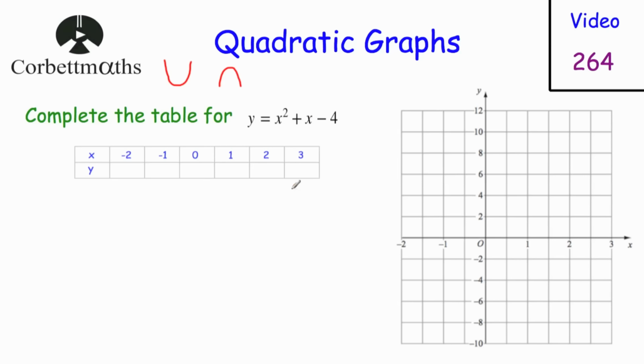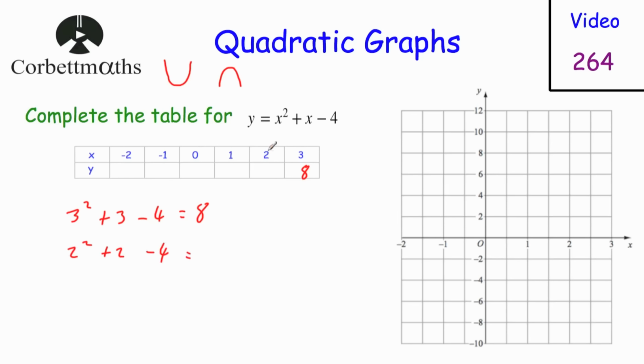So let's start off with 3. So we're going to do 3 squared plus 3 and then take away 4. So 3 squared is 9, plus 3 is then going to be 12, take away 4 is 8. So that means that would be 8. Now we've got 2, so we're going to do 2 squared plus 2 take away 4.